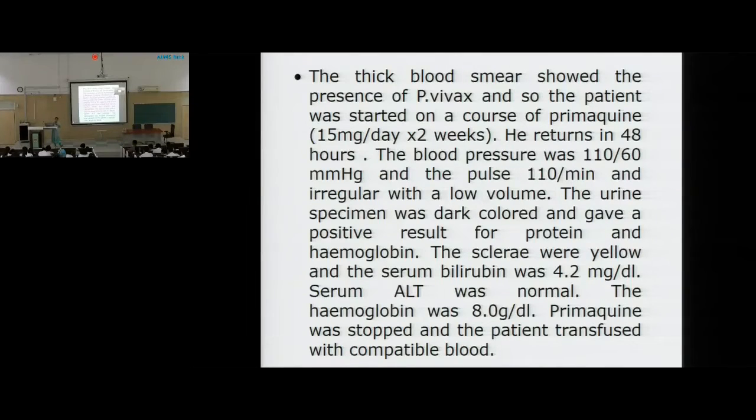For between these two is latent diabetes. Sorry, why am I calling it diabetes? Latent jaundice. So between 1 to 2.5, it will be subclinical or latent jaundice. So this person is having frank jaundice. His serum ALT levels are normal. Hemoglobin is slightly on the lower side, and he had to be transfused some blood.